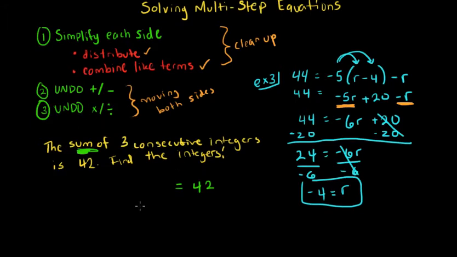Well, consecutive means one after the other. So, for example, 1, 2, and 3 would be consecutive. 8, 9, and 10 would be consecutive. Negative 10, negative 9, negative 8 would be consecutive. So, let's say the first number is n. I don't know it. Well, whatever the next number is, the second number has to be n plus 1. So if the first number was like 1, then the next consecutive number would have to be 2. So 1 plus 1 is 2. Alright, so the next one would have to be then n plus 2.